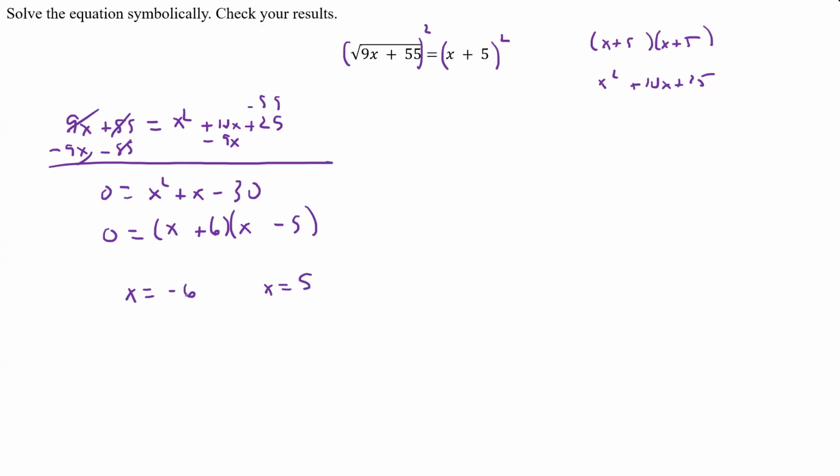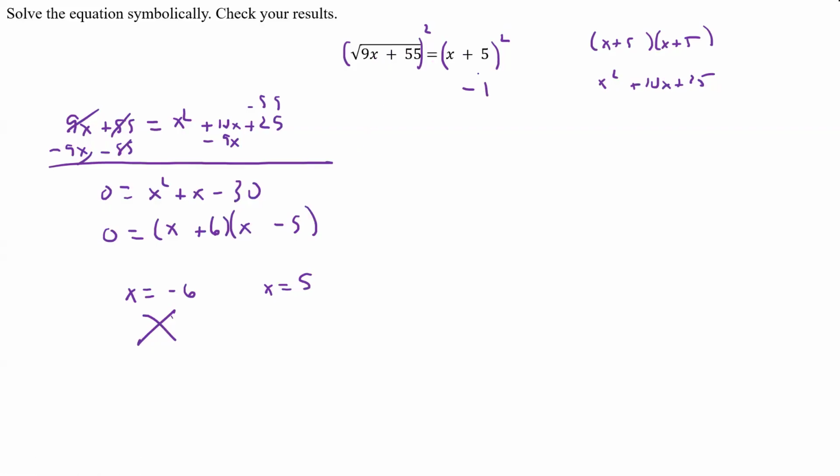So if we plug in a negative 6 here, negative 6 plus 5, that's going to give us a negative 1. And whenever we take the square root, we're going to get a positive. We're never going to get a negative. So that one is out right away. So we're not even going to try to worry about that one.